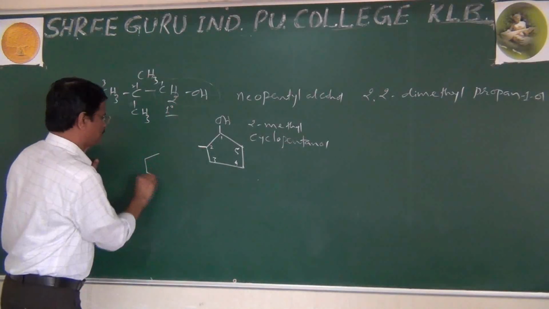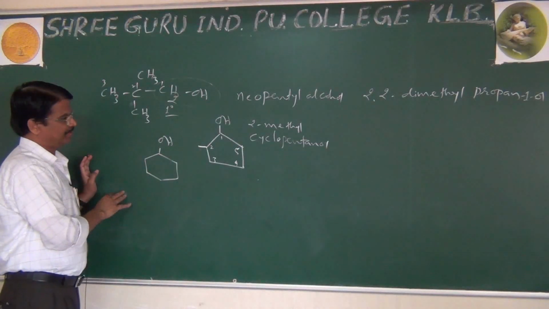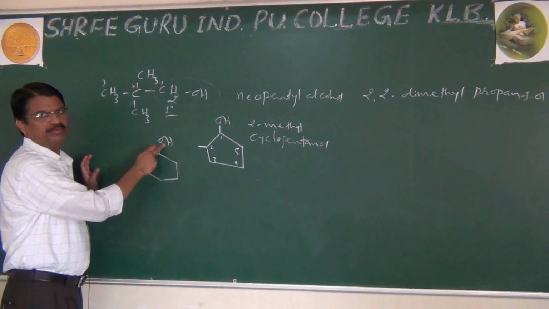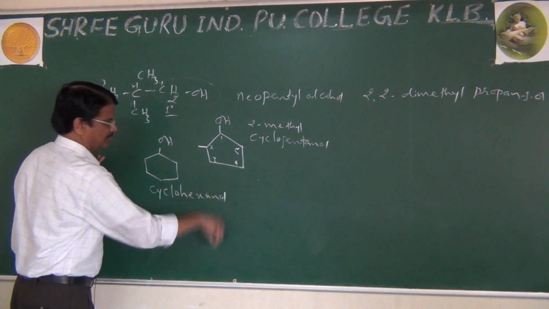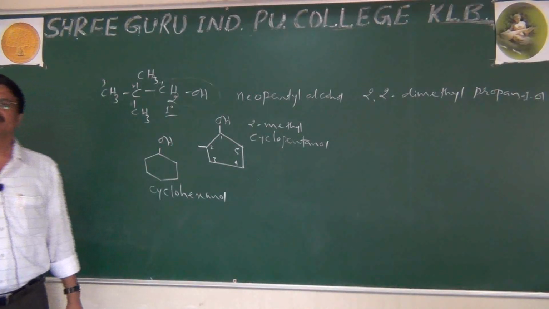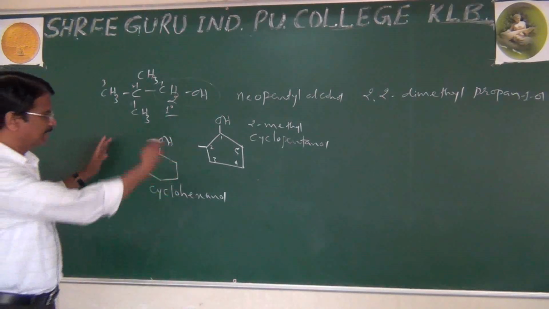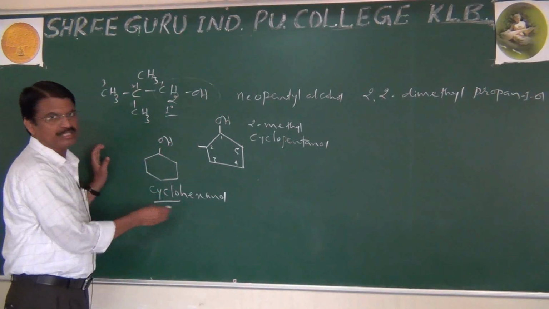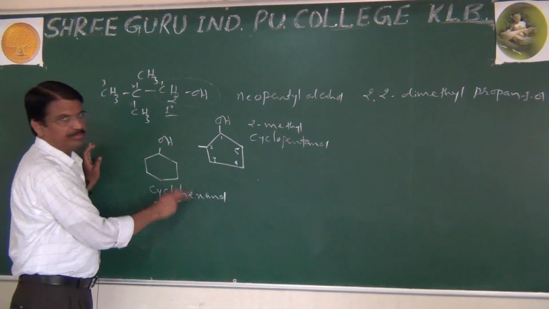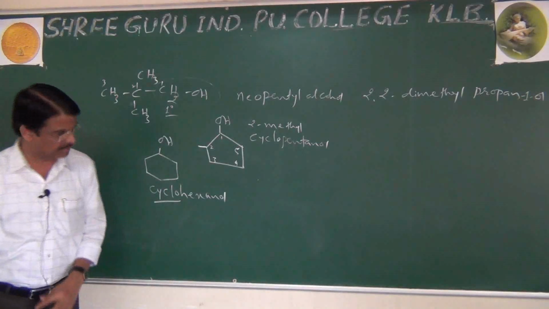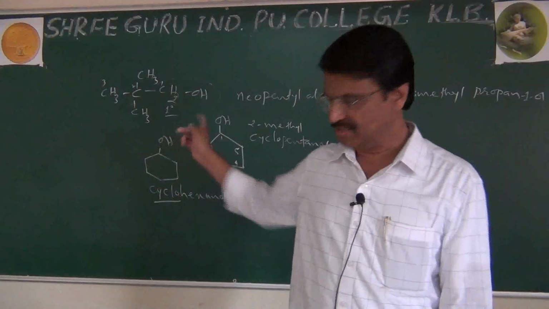If it is a 6-membered ring, cyclohexane with an OH group, therefore it is called cyclohexanol. Yes, even for a cyclic system, you have to use cyclo as a prefix before the root word: methyl, propyl, butyl, pentyl, hexyl, etc. So before that, you have to use the prefix cyclo in case of cyclic alcohols.